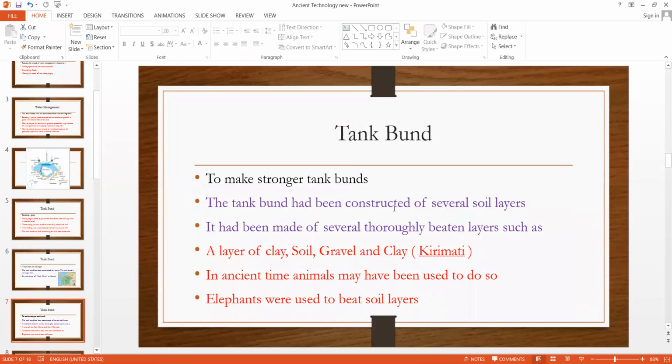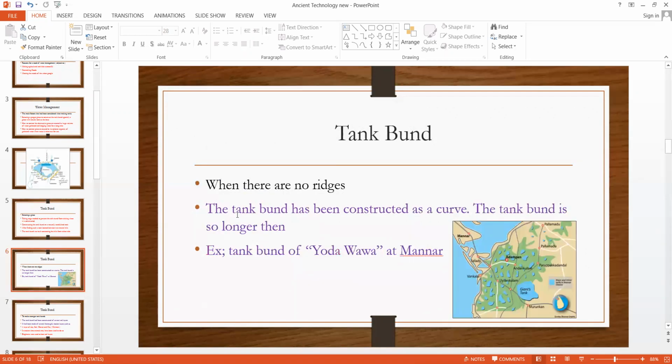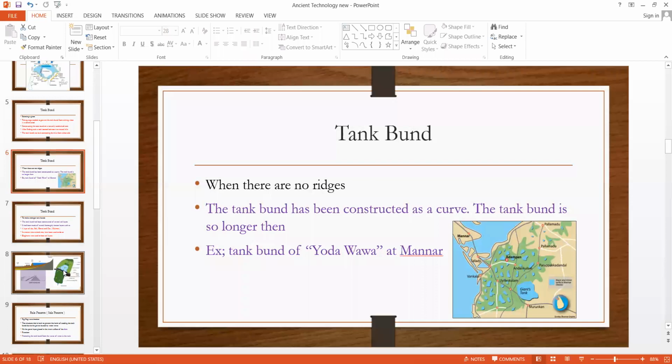The tank bund had been constructed of several soil layers. It had been made of several thoroughly compacted layers, such as a layer of clay, soil, gravel, clay, kirimatic. In ancient times, animals may have been used to do so. How did they pressurize these layers using animals? Elephants were used to compact big soil layers. They are heavy animals, right? So elephants were used.